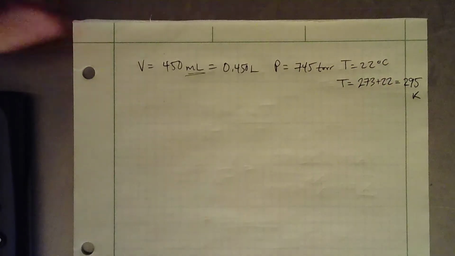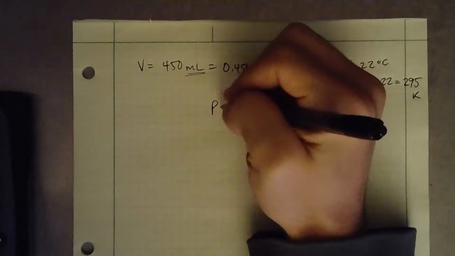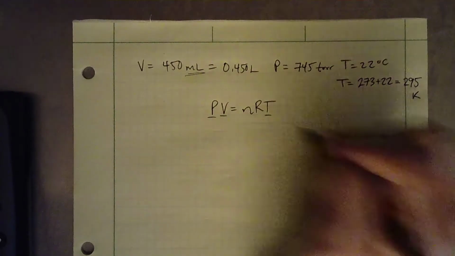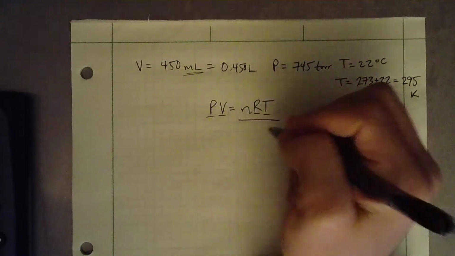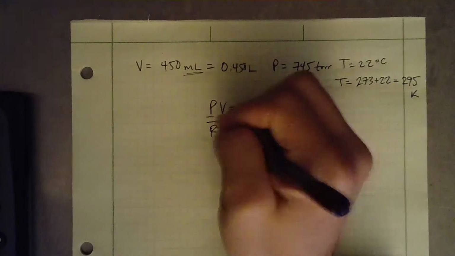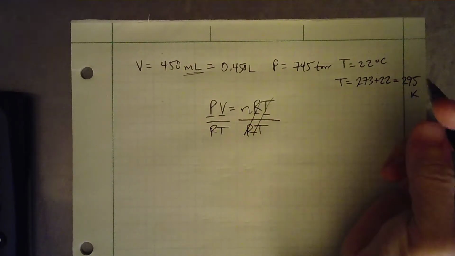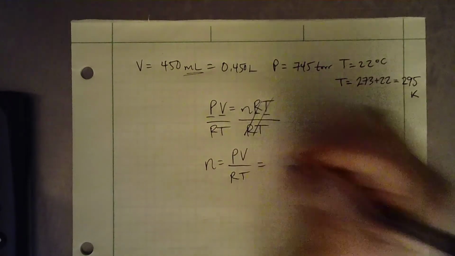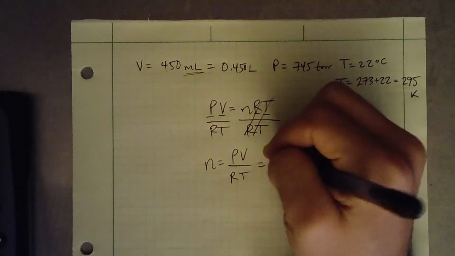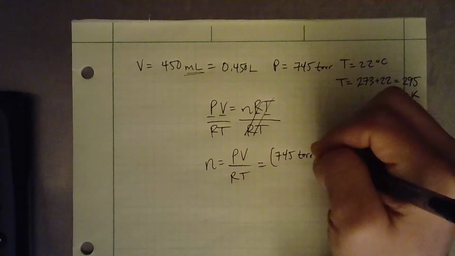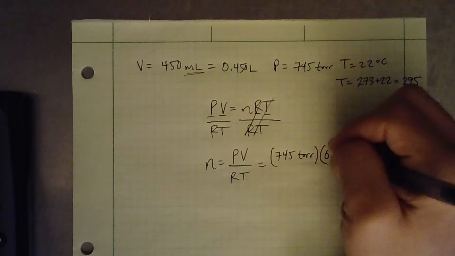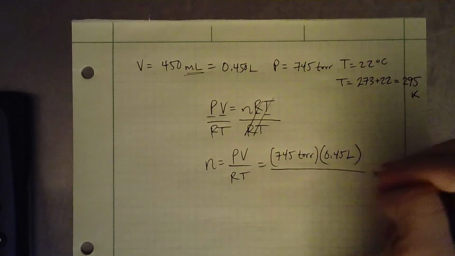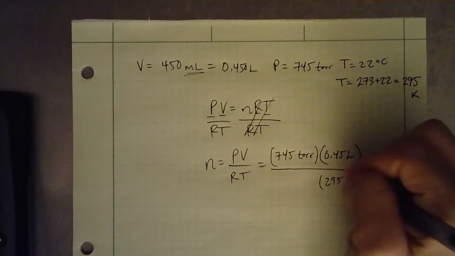Okay, so my ideal gas law, PV equals nRT. I know my pressure, I know my volume, I know my temperature, and R is going to be a constant. Solving for n, let me do that up front. Same exact situation as last time. n is equal to PV over RT. My pressure, 745 torr, times my volume, 0.45 liters, divided by R, we'll come back to that in a second, 295 Kelvin is my temperature.